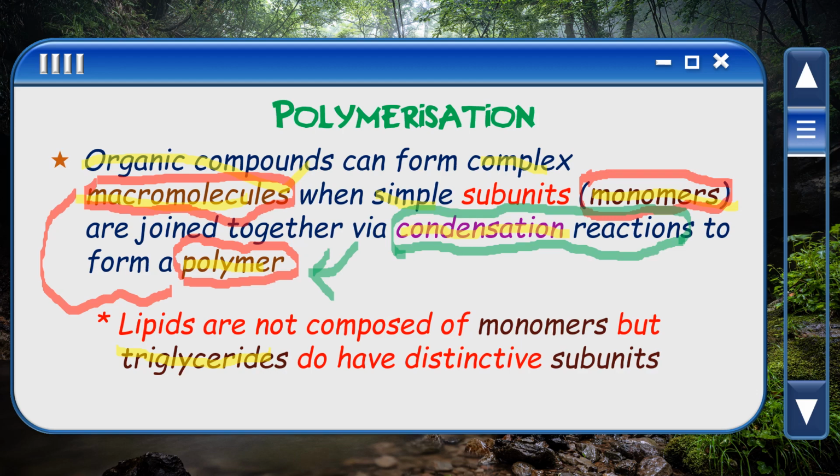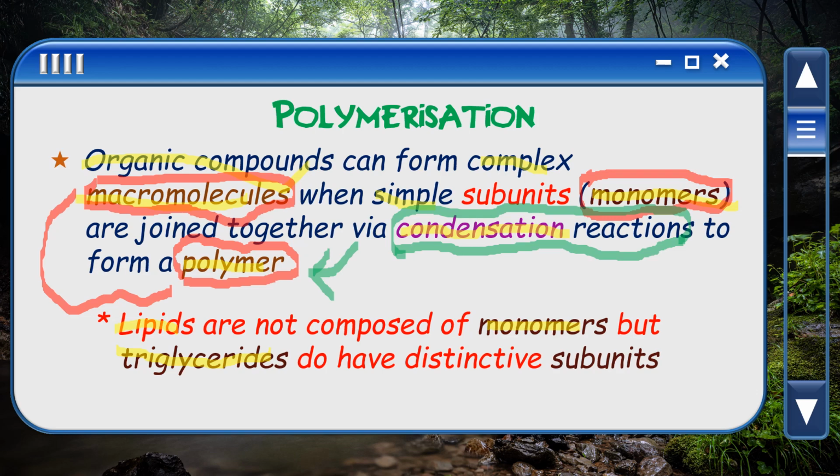Subunits that are reoccurring, they are the ones they call the monomers. But lipids, they are made from triglycerides, which are formed from fatty acids and glycerides. So they are not reoccurring, therefore we don't call them monomers. That's why we are saying that the lipids are not composed of monomers, but glycerides.